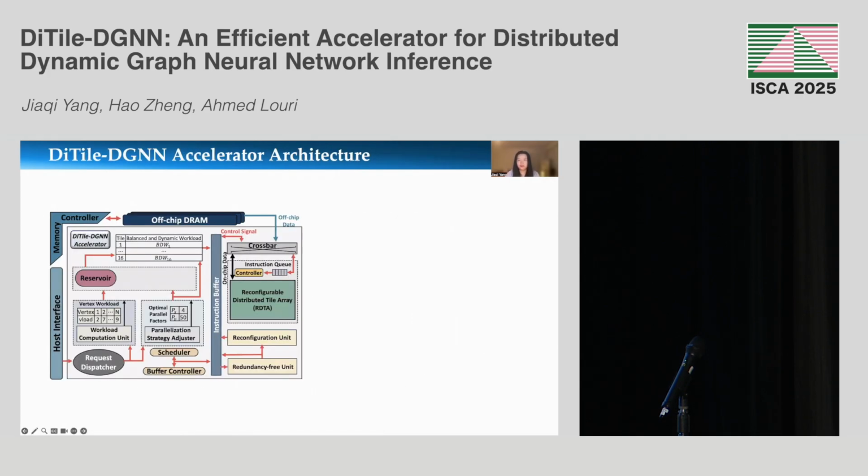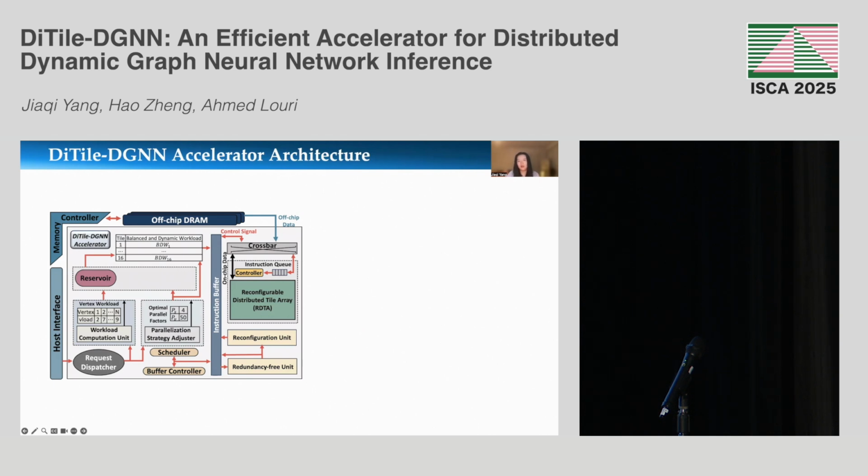This figure shows the overall architecture of the DiTile-DGNN Accelerator. Our design includes 4 major components that together support dynamic workload partitioning and communication-efficient data flow. Let me walk you through the system step by step, following the path in the figure.